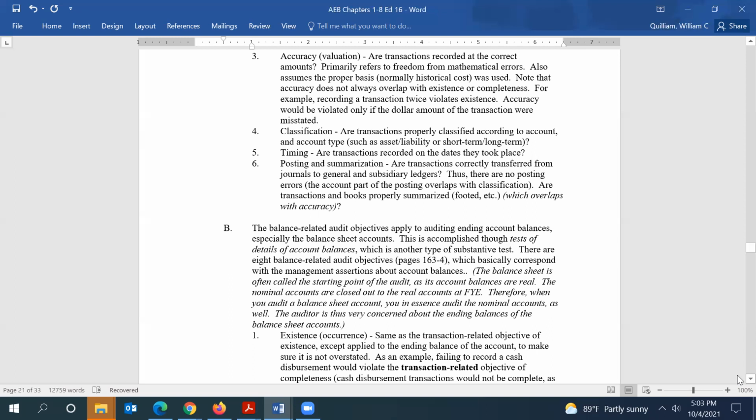Then classification, not surprising: are transactions properly classified according to account and account type, such as asset or liability, or short-term versus long-term? Sounds really familiar. Timing, this will sound familiar. Are transactions recorded on the dates they took place? They should be. If not, we can really mess things up at fiscal year end with cutoff errors.